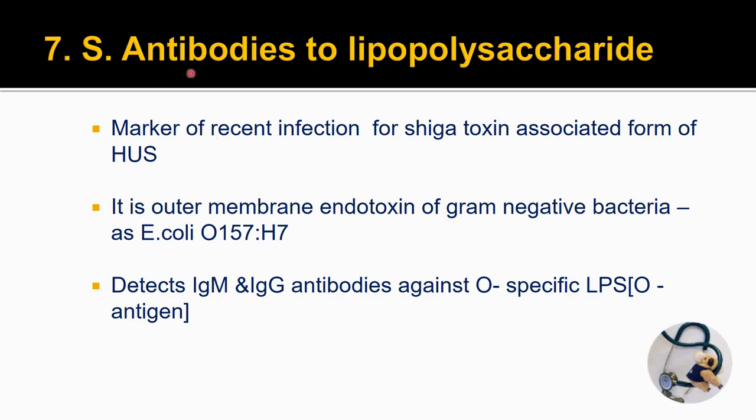And serum antibodies to the lipopolysaccharide can be done, especially helpful in the Shiga toxin associated HUS, that is the typical HUS. Lipopolysaccharide is the outer membrane endotoxin of gram-negative bacteria, especially E. coli O157:H7. Here it detects the antibodies, that is the IgM and IgG antibodies against the O-specific lipopolysaccharide. So that is specifically antibody detection against the O antigen. So this is helpful only if it is Shiga toxin associated HUS.